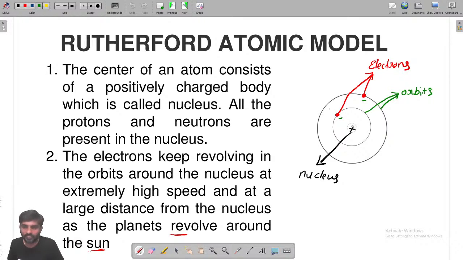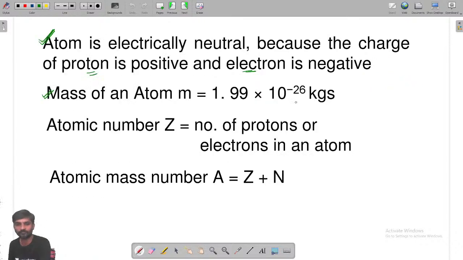So the mass of an atom means that, most of the time, we consider only the mass of protons and neutrons, not electrons. The electron mass is very small, and the electron is also moving around, so it is very difficult to calculate its mass.